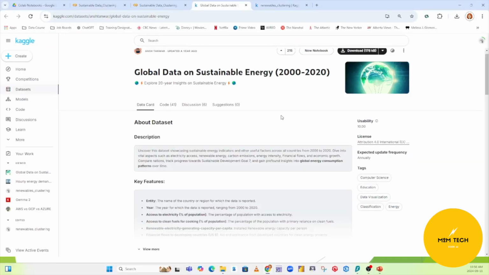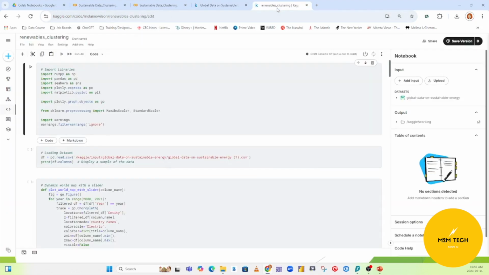So the data set is between the years 2000 and 2020. It's found at the link that is on the slide. And I also used this original code that I changed to adapt to the modeling that I wanted to complete for this project.